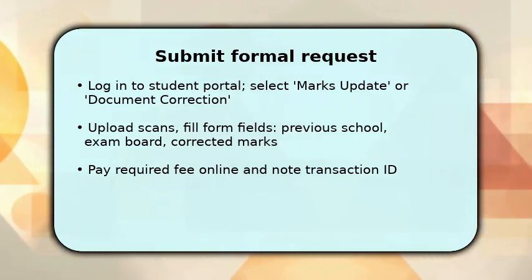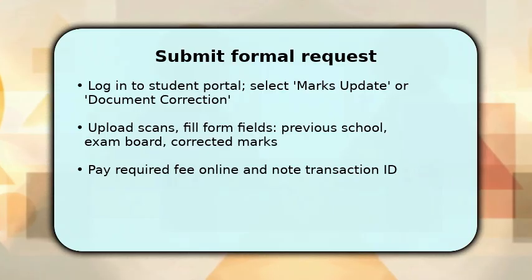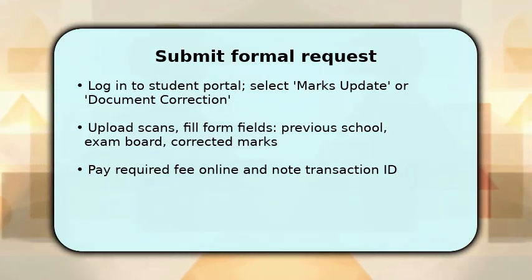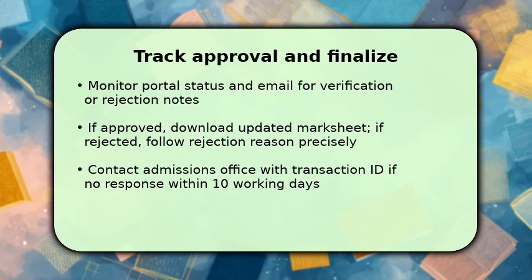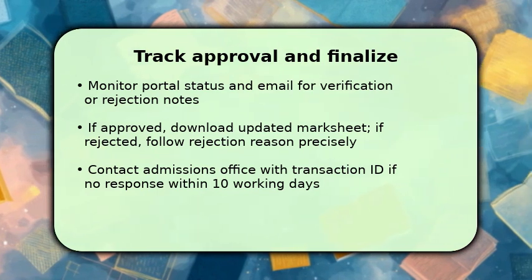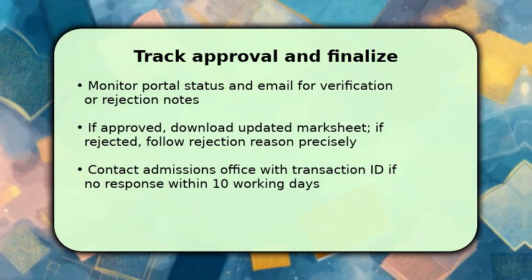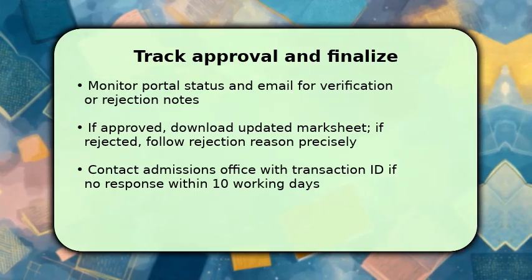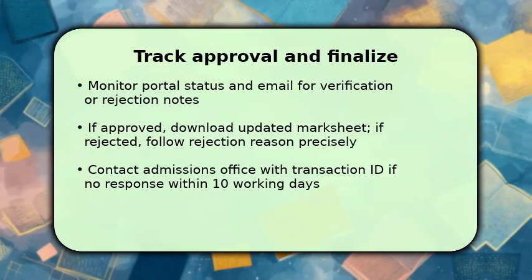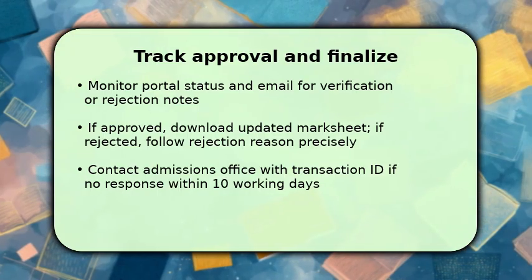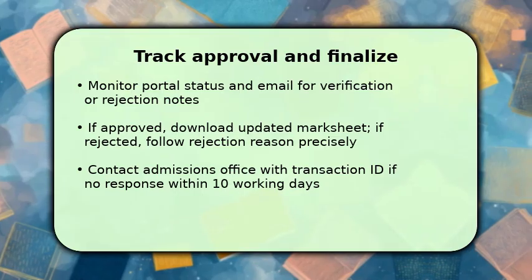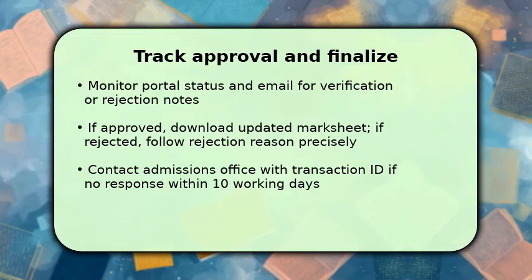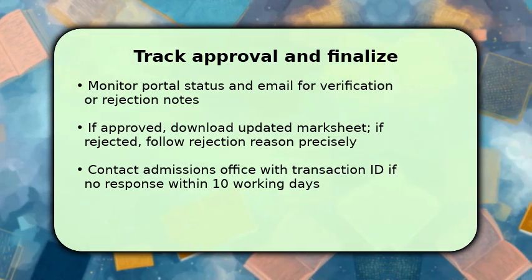If something seems unclear, you finish by actively tracking the approval and completing final steps. Check the portal and your email daily. When approved, download the updated marks immediately and verify every subject entry. If rejected, read the reason and resubmit only the required correction instead of repeating everything. If there's no response within 10 working days, contact the admissions office with your transaction ID and documents to escalate.